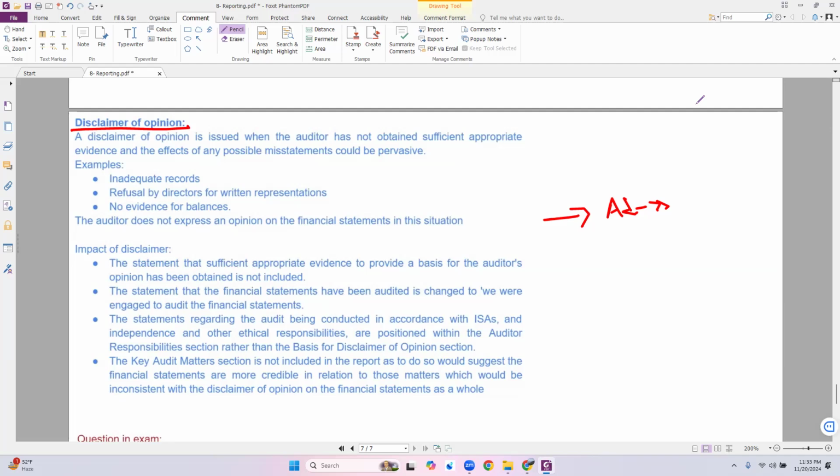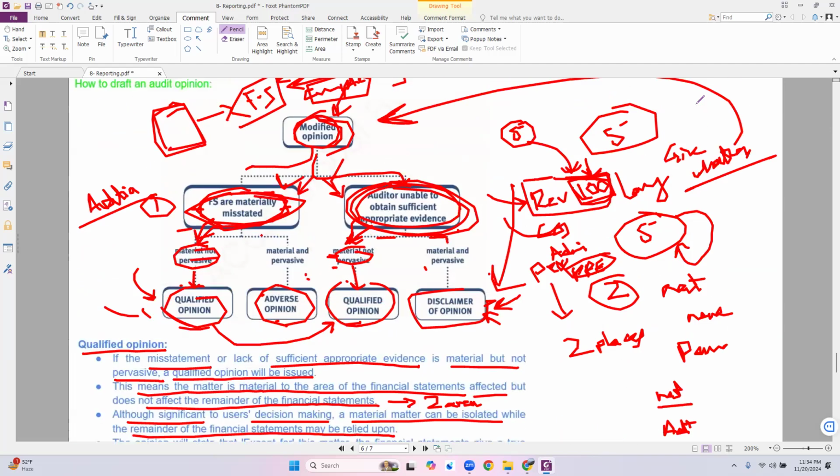Yes, because you were not able to obtain sufficient and appropriate evidence. Wait, can you go back more than two places on the graph, please? Yes, sure, I can go back. Oh, okay. Adverse and disclaimer. Okay, no problem.